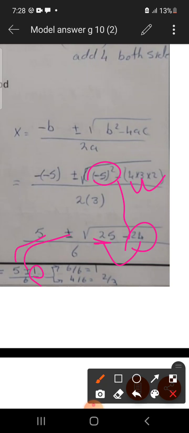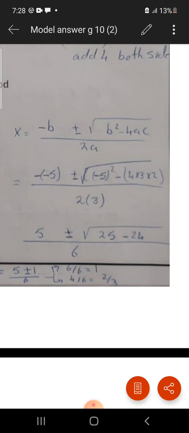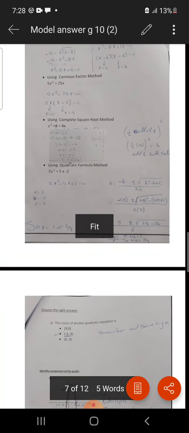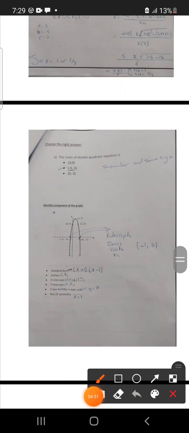So 5 positive or negative 1 over 6. So 5 plus 1 is 6 over 6, which is 1, and 4 over 6 is negative 2 over 3. Okay, what about here? Double root, which means the same solution: negative 3 and negative 3. Double root, same number or same solution.